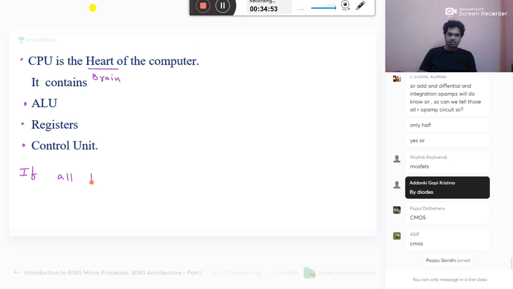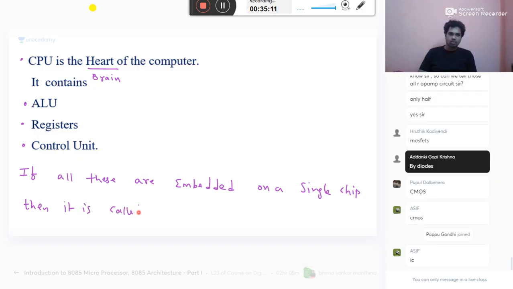Listen, if all these are embedded on a single chip, then it is called, your friend, what we call a microprocessor.